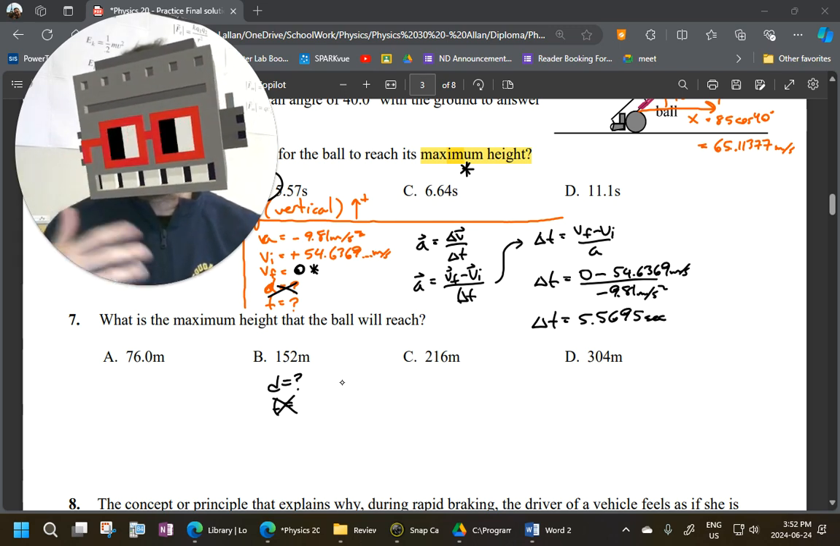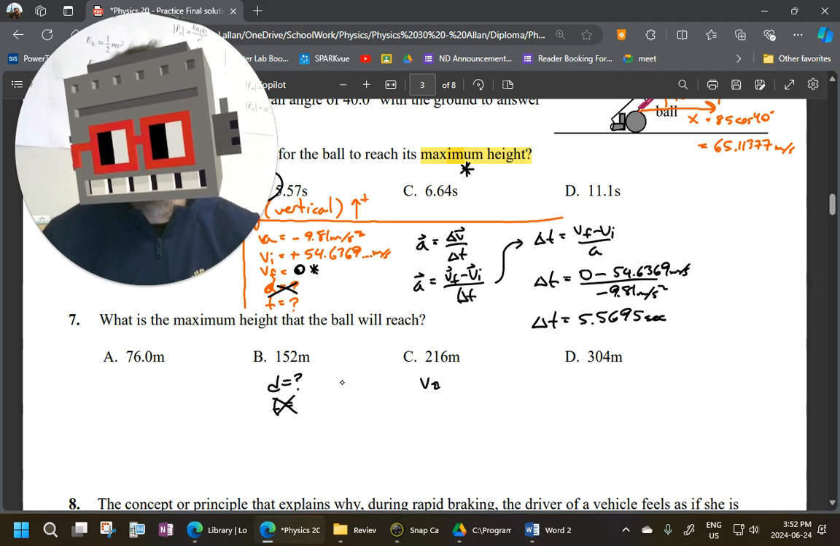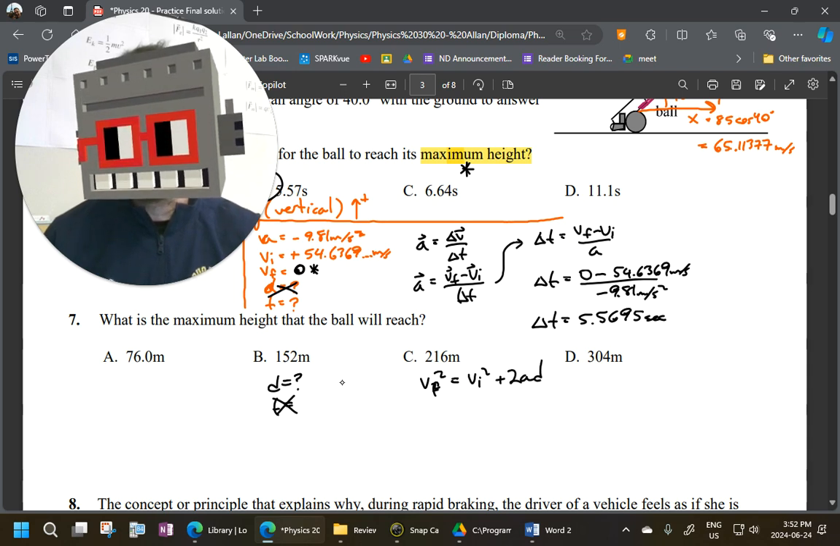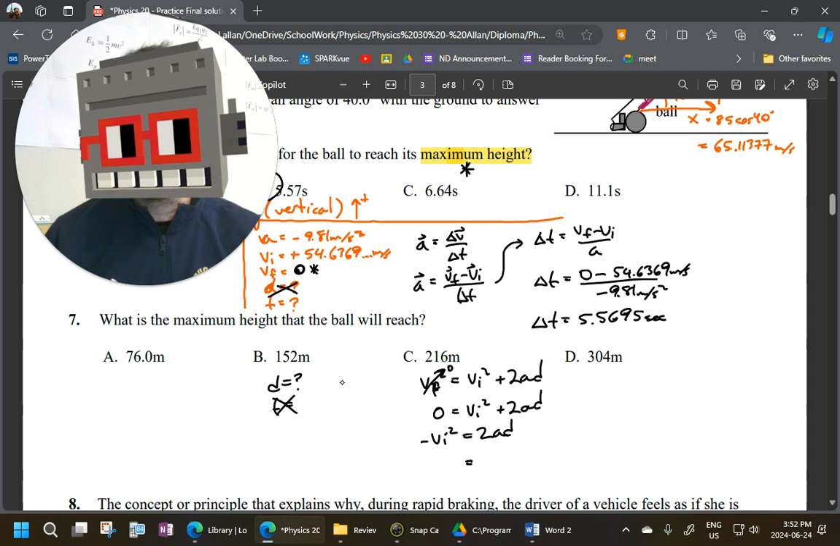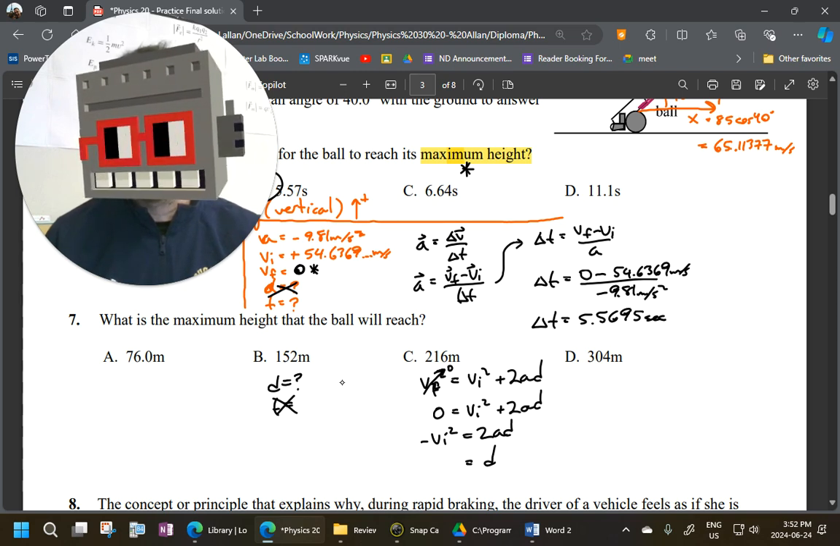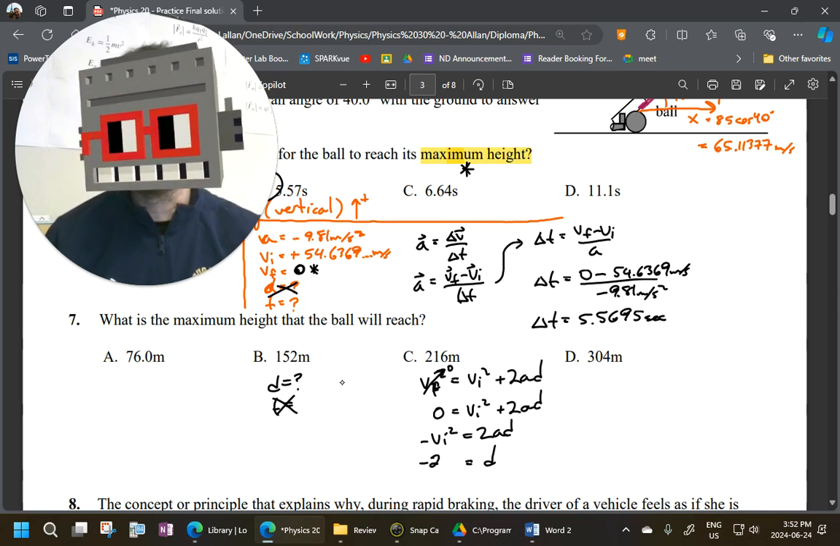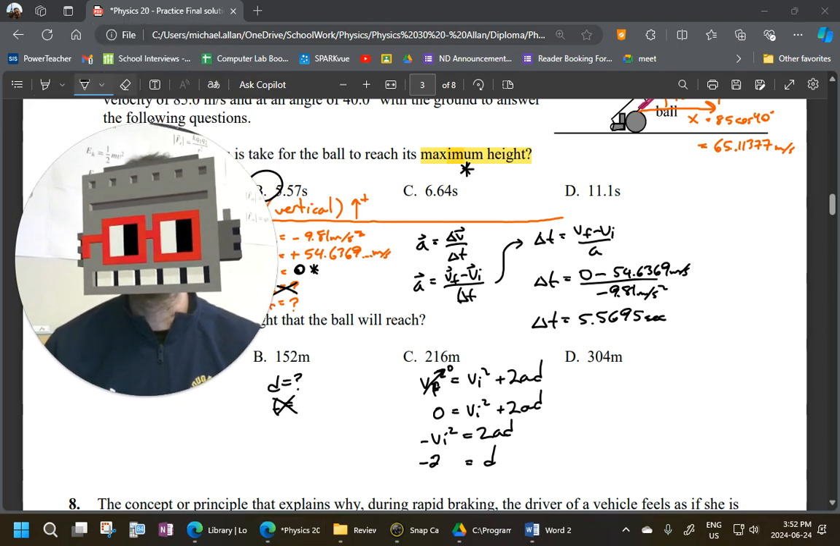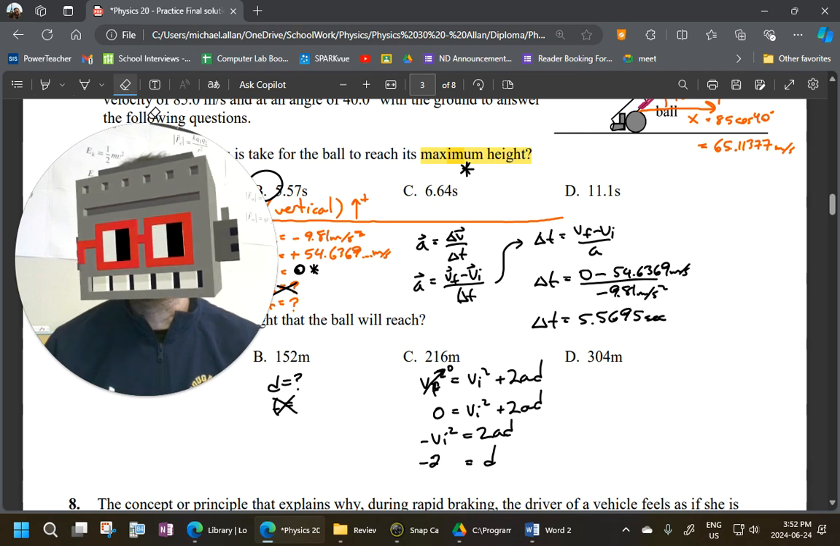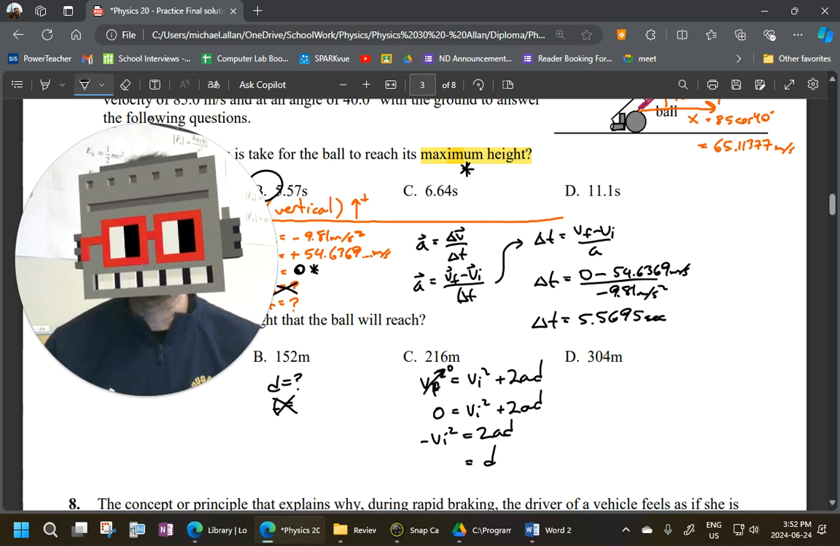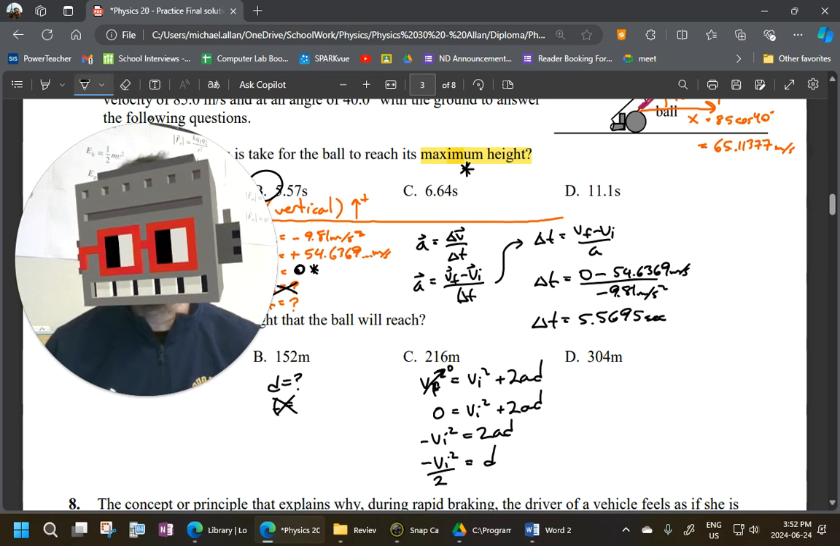So I'm going to find another formula that doesn't have time in it. vf squared is equal to vi squared plus 2ad. My vf is 0 again, so that crosses off. So I have 0 is equal to vi squared plus 2ad. Then I'm going to start rearranging this. So I get minus vi squared is equal to 2ad. Then I'm trying to find d, so I'm going to divide by 2 and a. Negative vi squared divided by 2a.